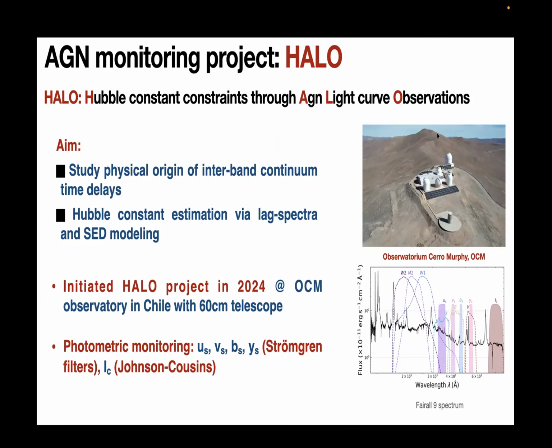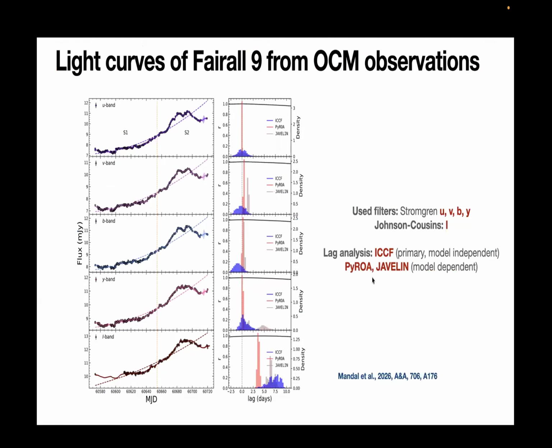And for photometric monitoring, we are using 4 intermediate strong band filters in UV-BY and 1 Johnson-Cousins filter in the I band. Here I am showing you an example of the spectrum of Hercules line, where the filter response curves are also overplotted. Now I am showing you an example of the light curves obtained from our HALO observations for Hercules line, which are shown in this figure in 5 filters.